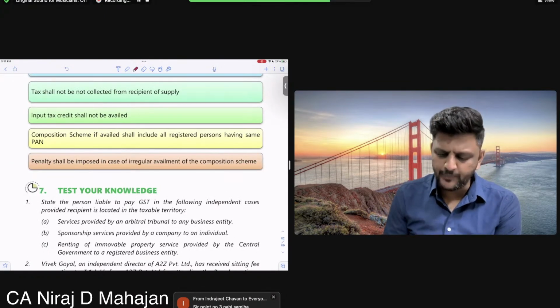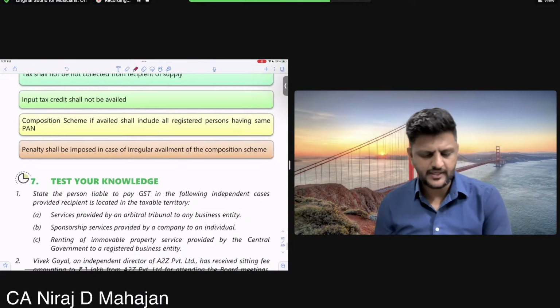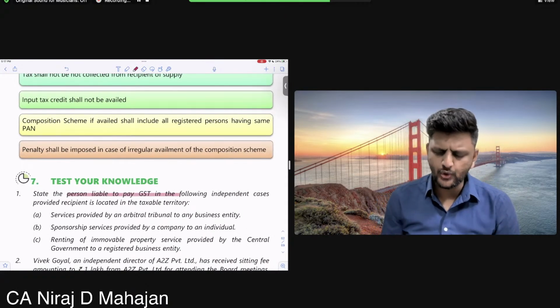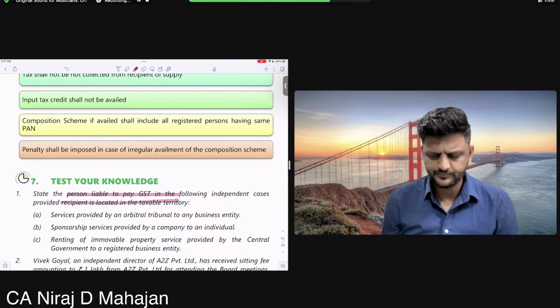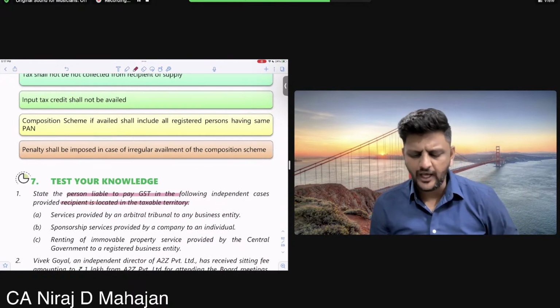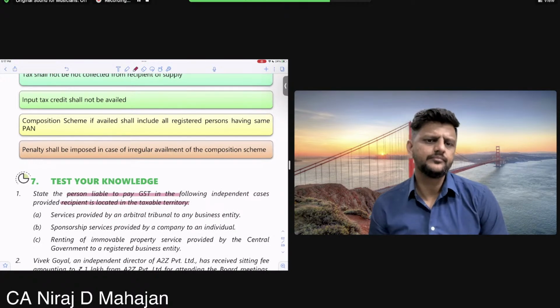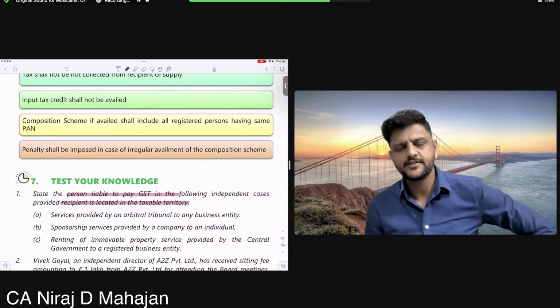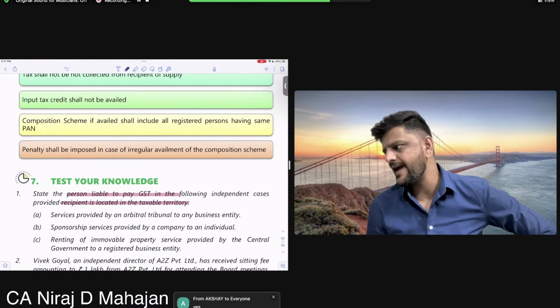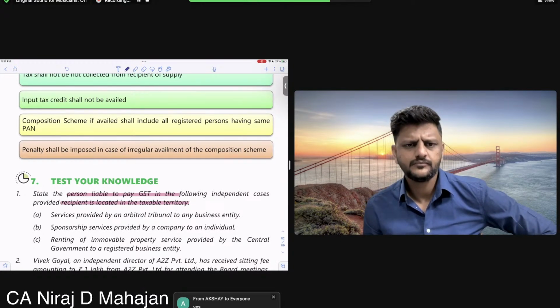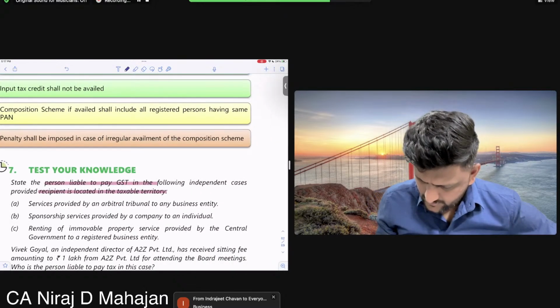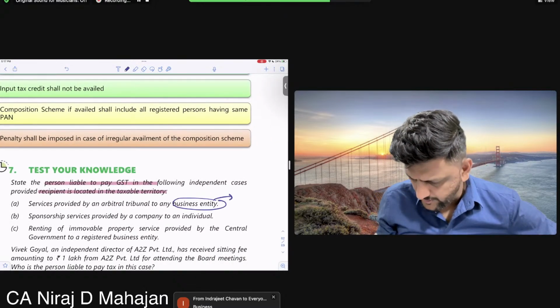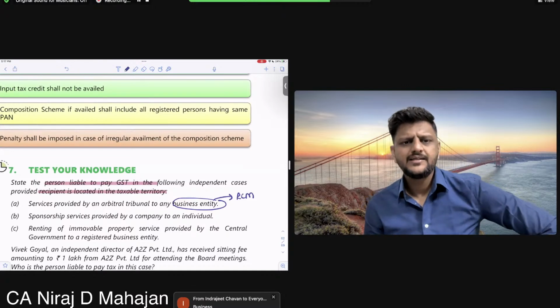State the person liable to pay GST in the following independent cases, provided recipient is located in the taxable territory. Service provided by an arbitral tribunal to a business entity. First of all, tax applicable? Yes, it is taxable. Who will, bachcho, pay the tax? Under RCM.